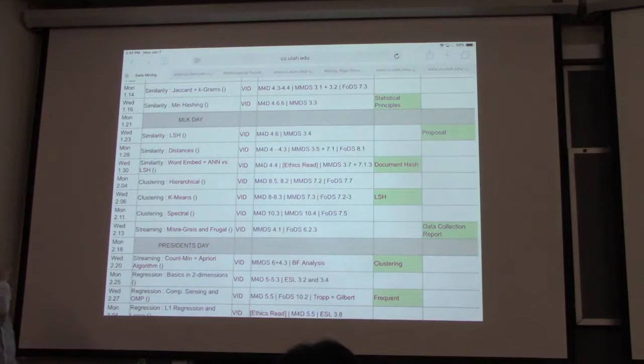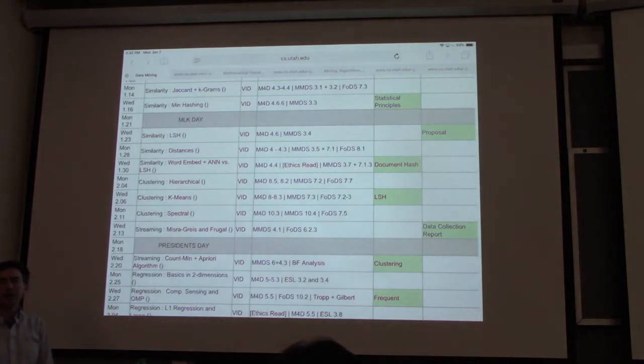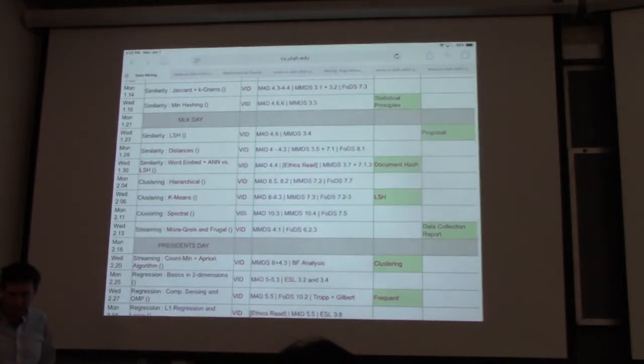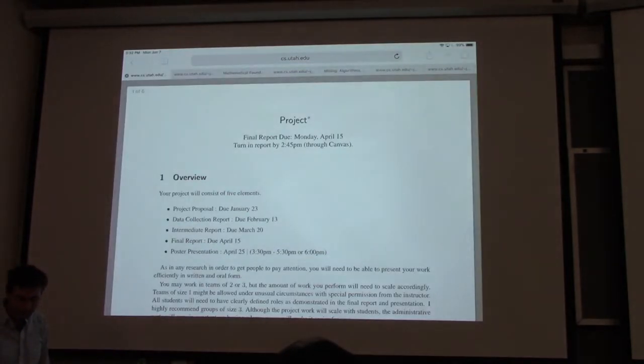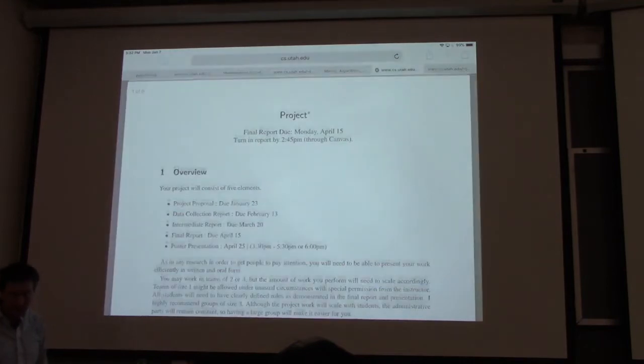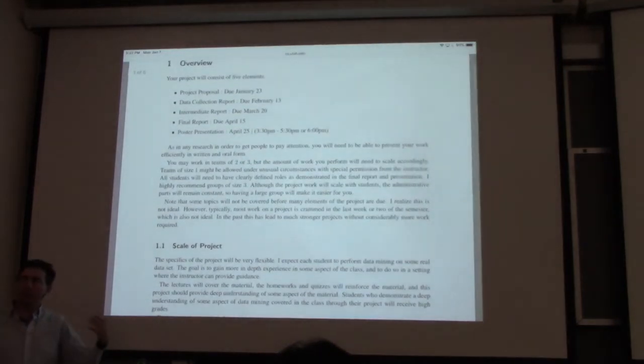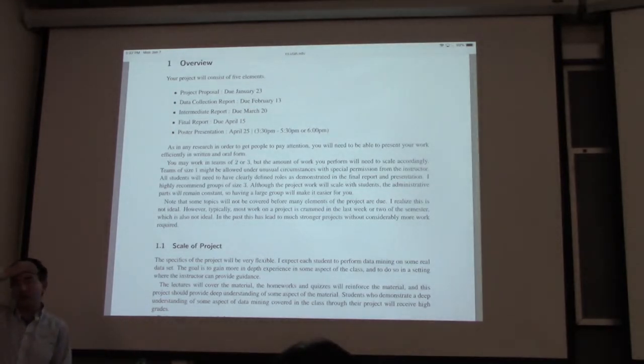Already, 2 weeks from Wednesday, you're going to turn in a proposal of your project. Okay? If you click on there, there's a document, like a 6-page document, overviewing what's going to go on in this project. And the first thing is January 23rd. You're going to turn in a proposal.